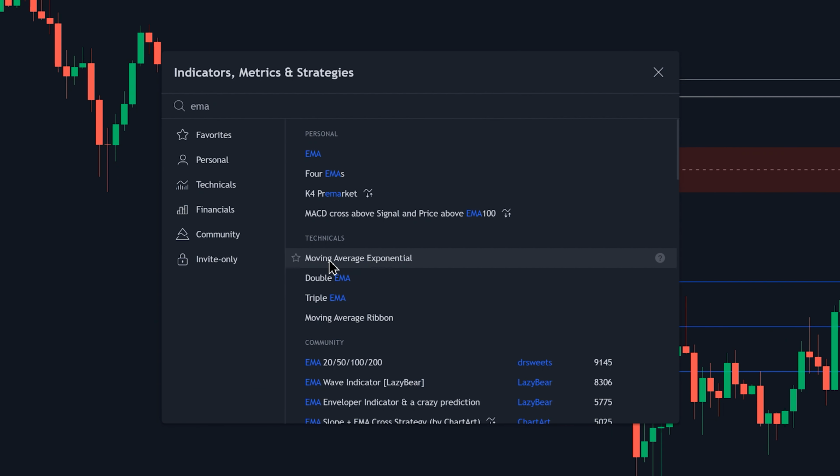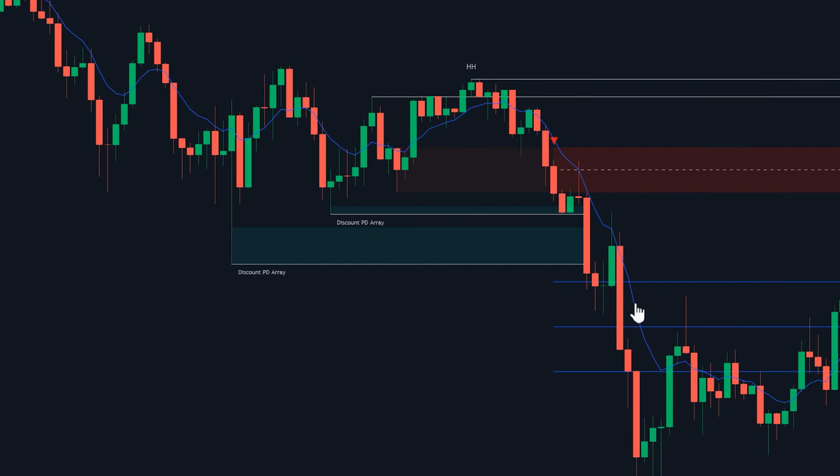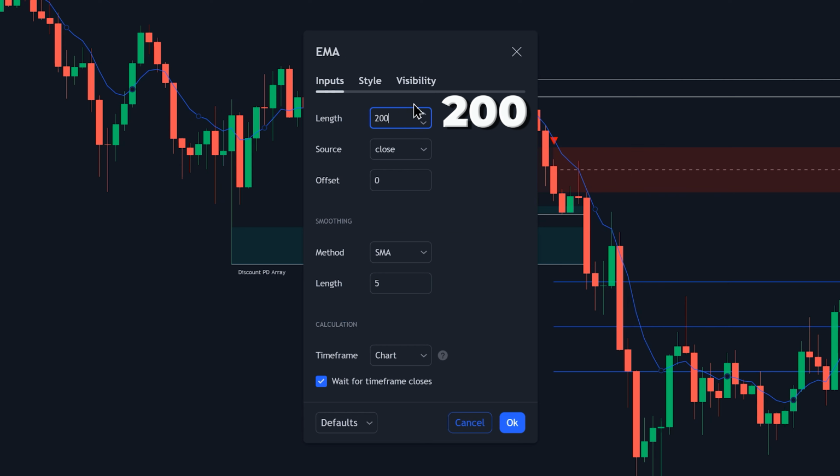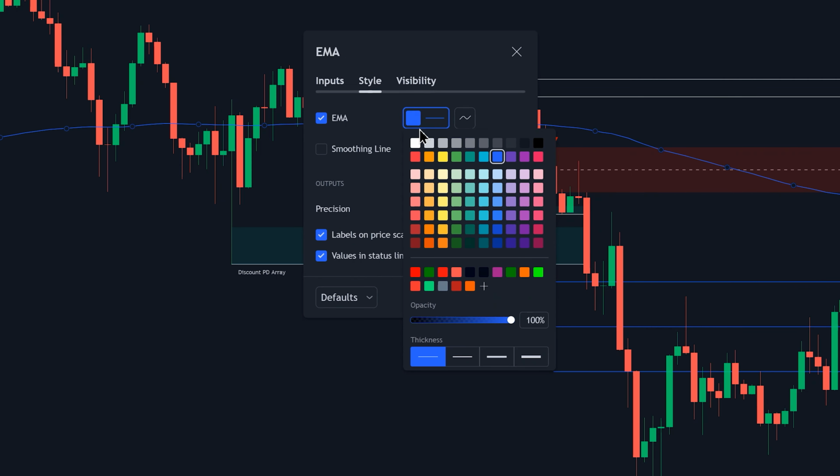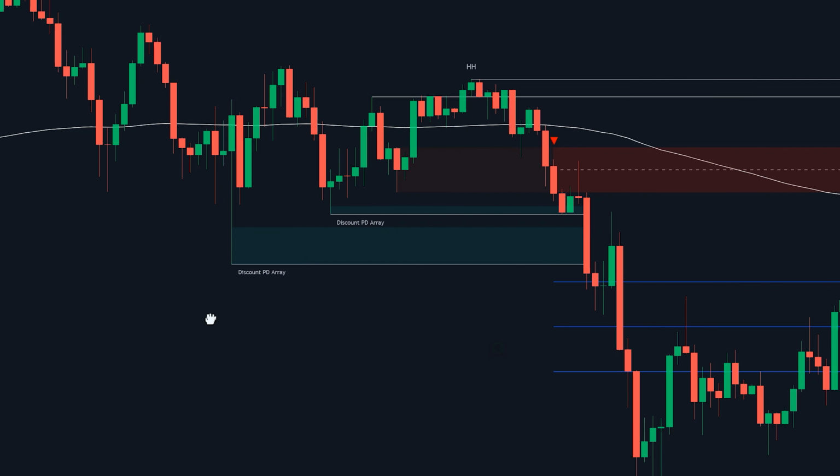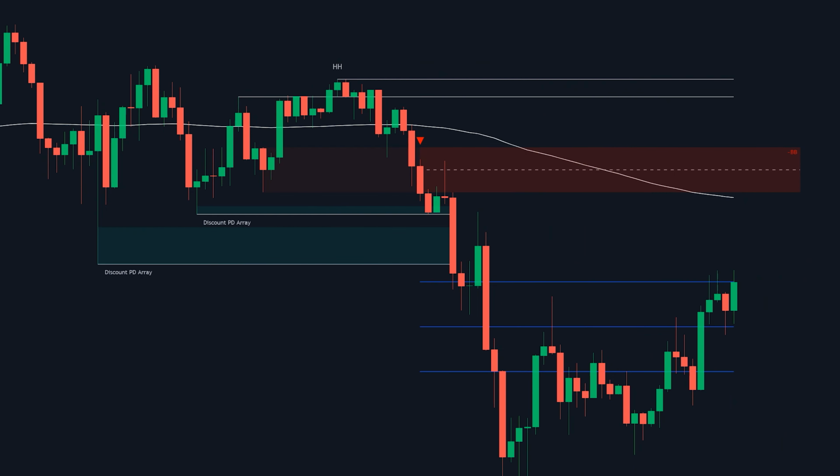On the Indicator Search tab, type in EMA and select this one called Moving Average Exponential. Double-click on it and change the length to 200. Make it a bit brighter, and then click OK. Next, we will explore the conditions for taking positions using these 2 indicators.